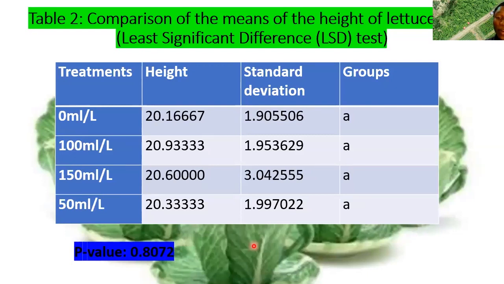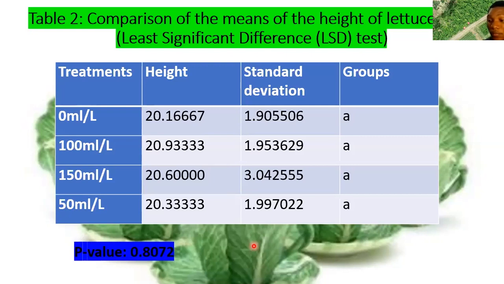We went on to the comparison of means of the height of the lettuce plant, and as we can see, we had a p-value of 0.8072, which is higher than 0.05. So there's no statistical difference between the data obtained by different concentrations.